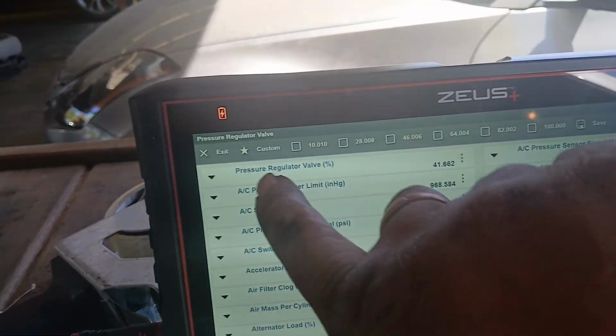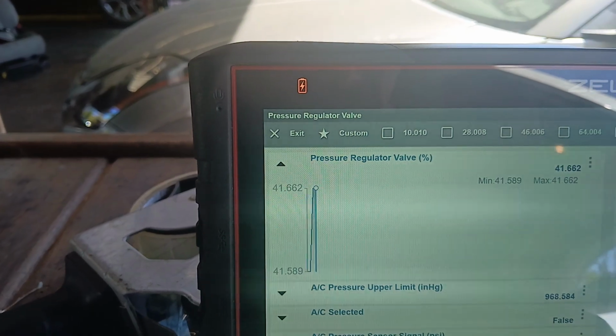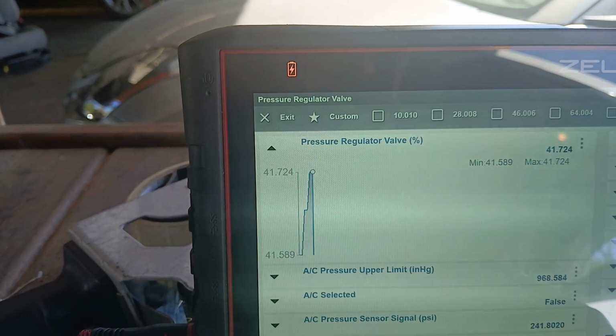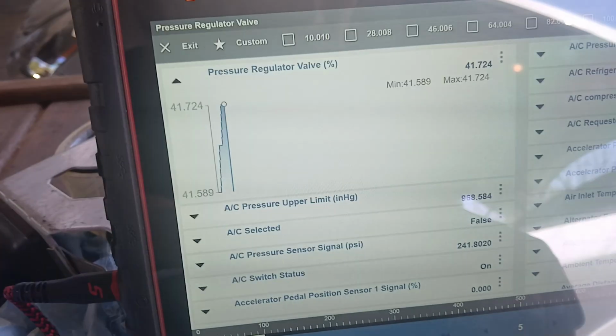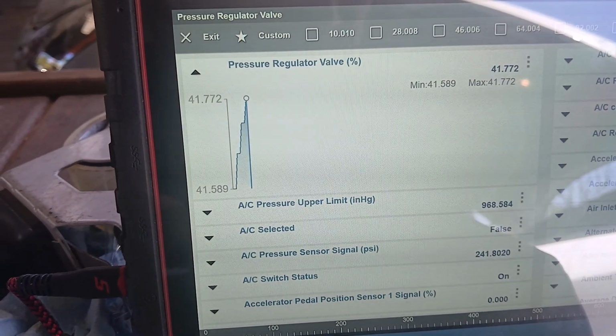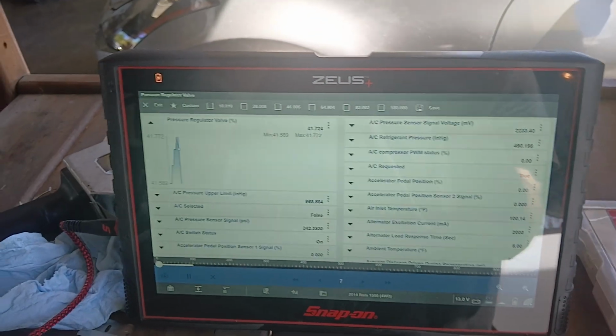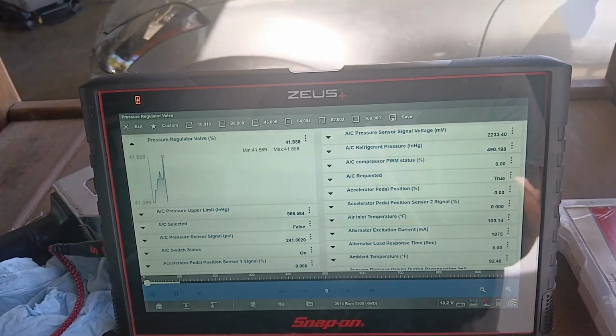And this pressure value. So everything looks normal on the scanner ends. So now I'm going to take it for a test drive.